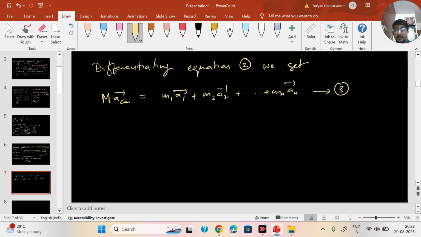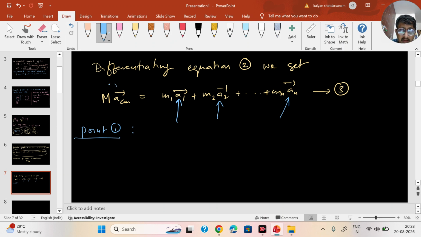Again, very important, and again it has very deep concepts embedded inside it. Let us look at it step by step. First point, point number 1. I can use equation 3 to find acceleration of center of mass if I know acceleration of all the particles. That is very obvious. If you know acceleration of first particle, second particle, and nth particle, I can use this equation to find acceleration of center of mass. So that's very obvious. I'm writing it.